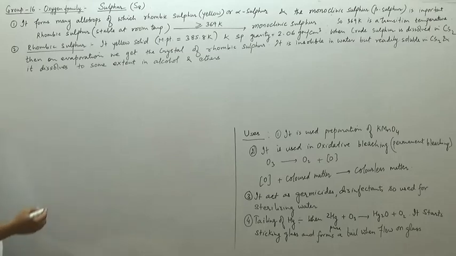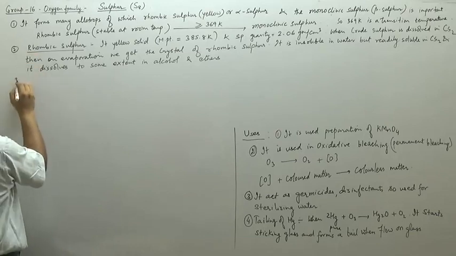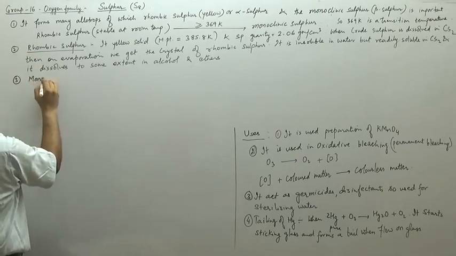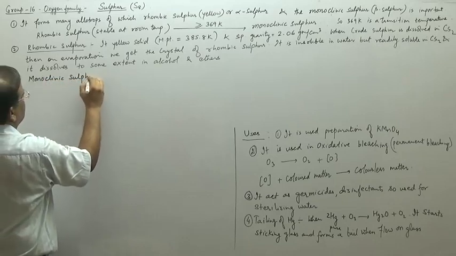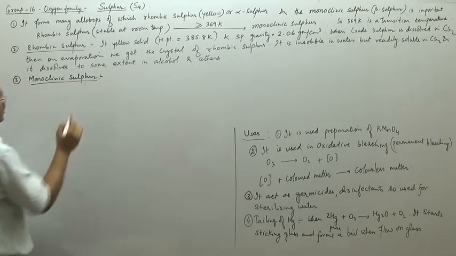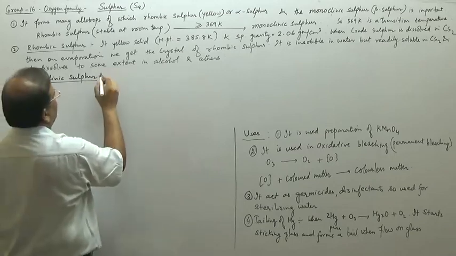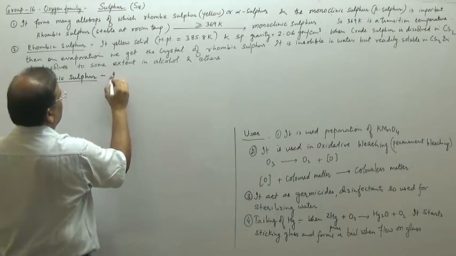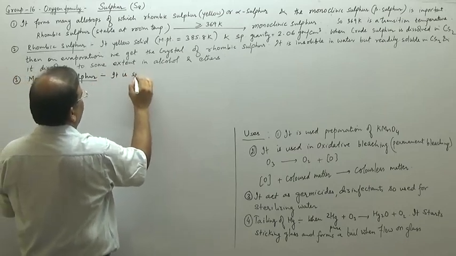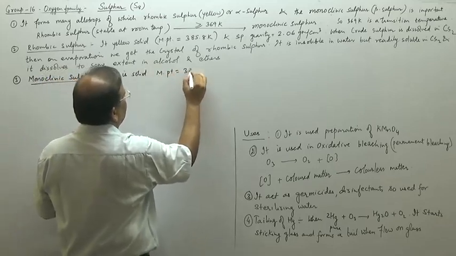Now we can check the monoclinic sulfur. If we talk about the monoclinic sulfur, we can write that it is also called the beta sulfur, a solid having a melting point of 393 Kelvin.